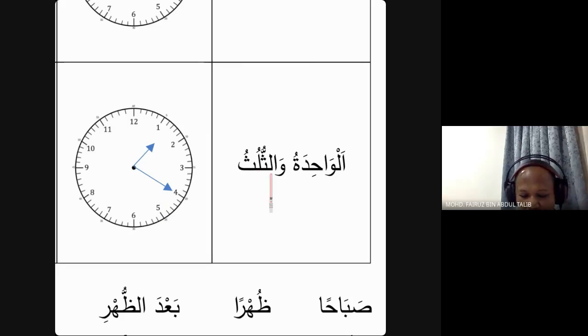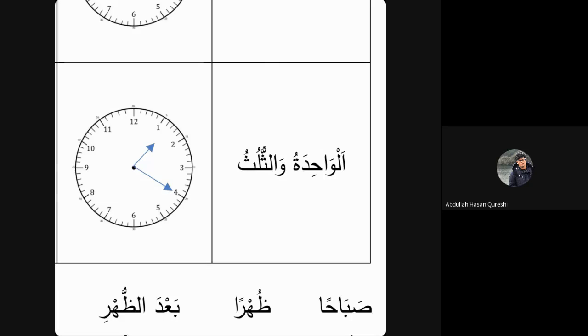So we read wa sulus. How do you use this? Similar to our rubu' just now. Just now we say as-sa'a al-wahida wa rubu'. So now we say as-sa'a al-wahida wa sulus. Wa sulus. All right. Abdullah Hassan, please read wa sulus. I just want to listen to your pronunciation. Wa sulus. Again.